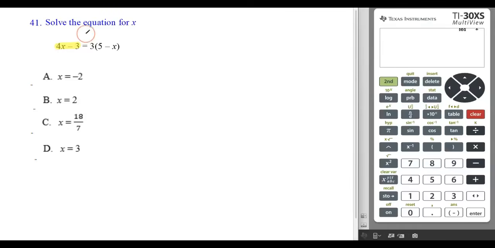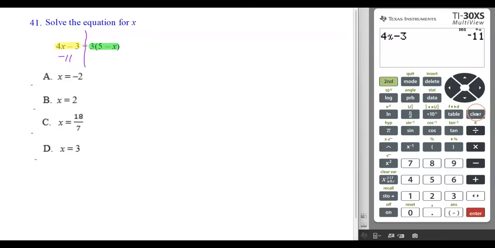Remember, this equal sign here kind of is like a wall. It separates your left-hand side from your right-hand side. So I'm going to punch in 4x minus 3. Hit enter. I get a -11. So when I punched in the left-hand side, I got out a -11. Now I'm going to punch in the right-hand side over here. If I get out the same thing on the right-hand side, A is my answer. So let's punch this side in.